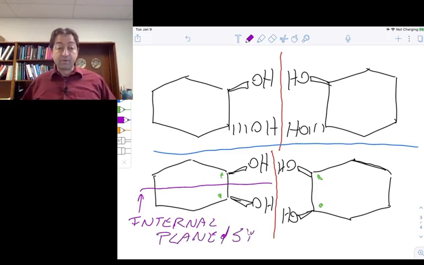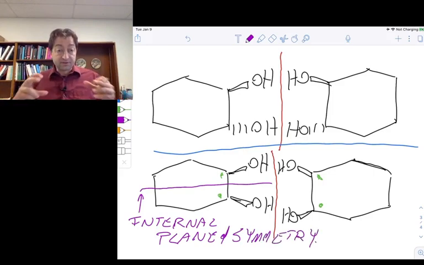An internal plane of symmetry is what we describe that as. So there's a line down the center of the molecule that is a plane of symmetry. What you see above or below or to the left or to the right of that internal plane is identical. And so if you imagine yourself walking down that purple line that I've drawn down the center of that molecule, and as you're walking down that purple line you look to the left, you look to the right, you see the same thing on both sides. That's an internal plane of symmetry.